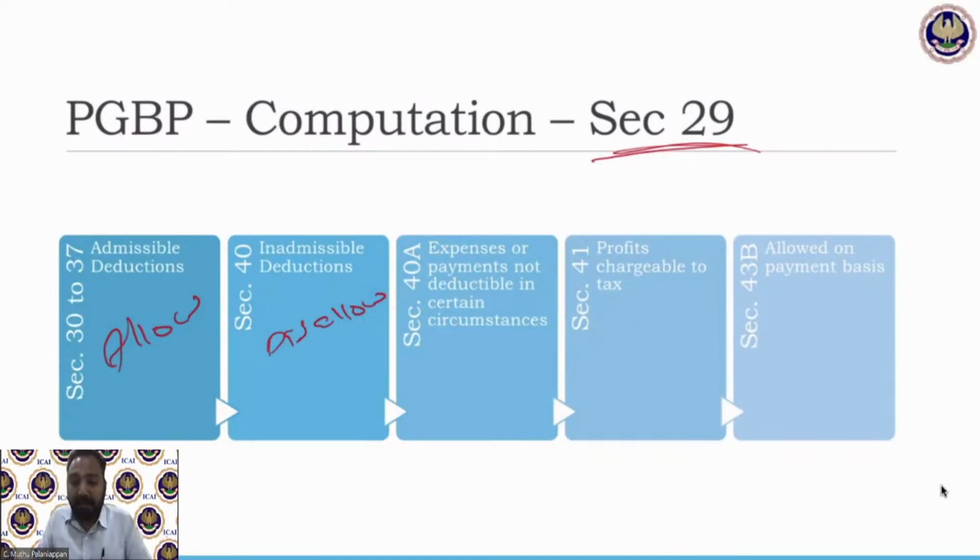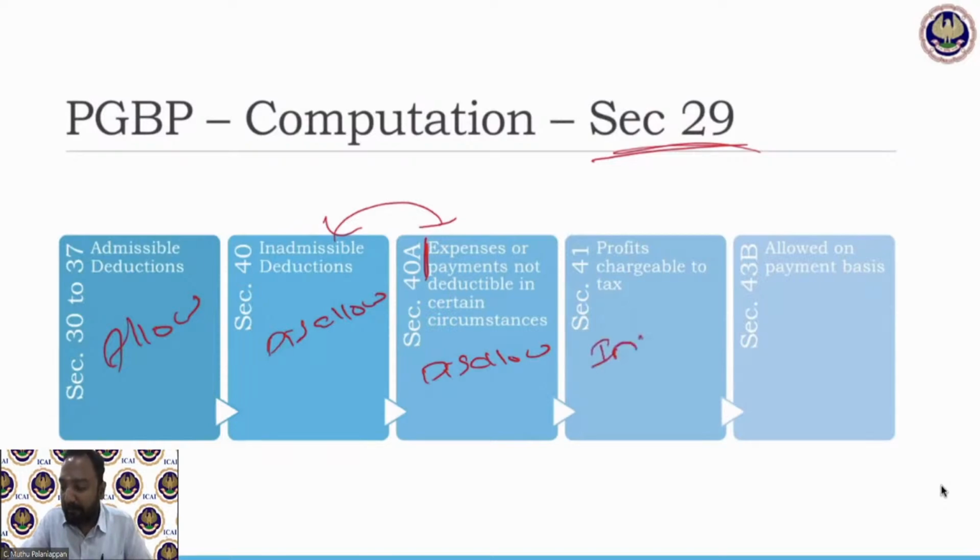The next is covered under section 40A. They talk about expenses that are generally allowed, but disallowed in certain situations. So this is also about disallowing, but not every time, only in certain circumstances. So the difference between 40 and 40A is that 40 is straight away disallowed, while 40A is disallowed only in certain circumstances.